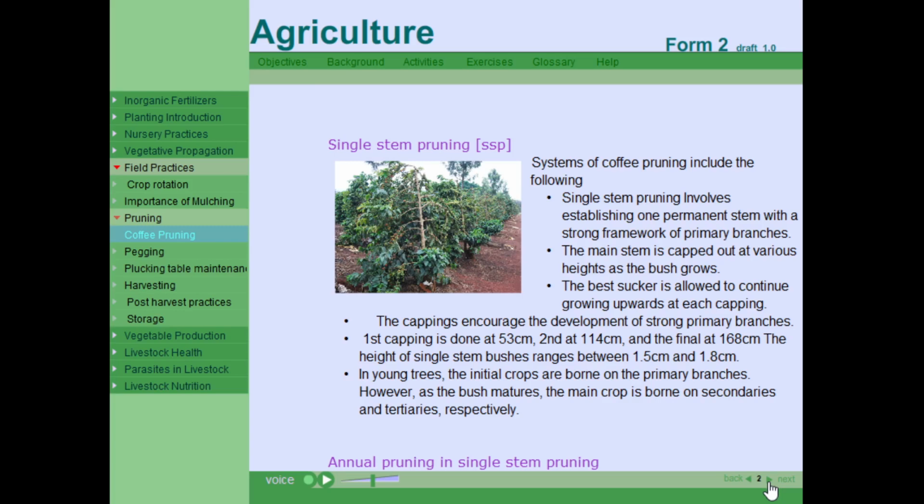In young trees, the initial crops are borne on the primary branches. However, as the bush matures, the main crop is borne on secondary and tertiary branches.